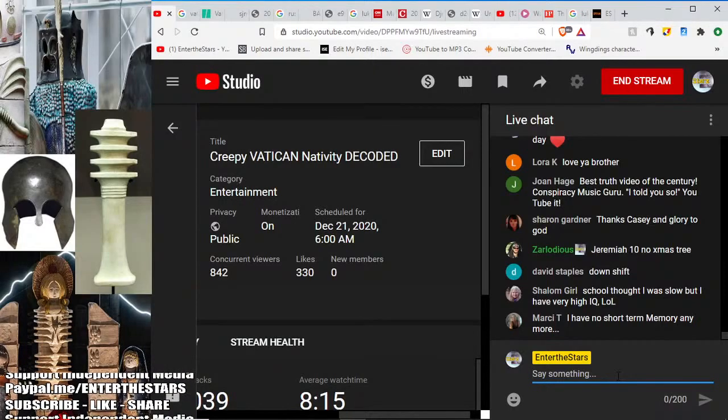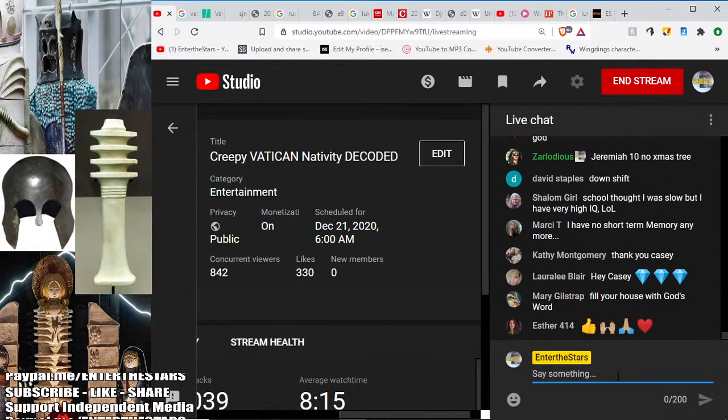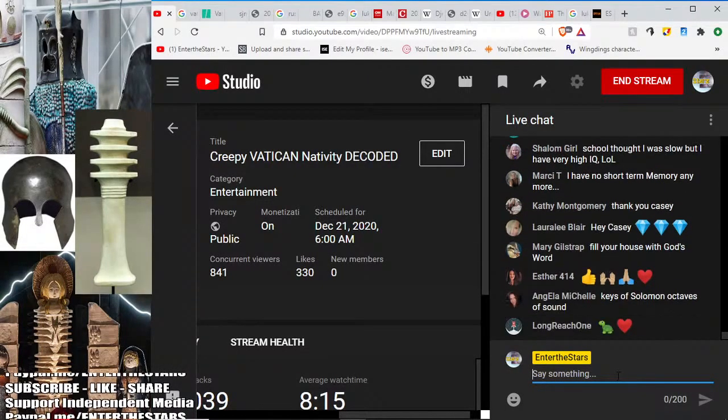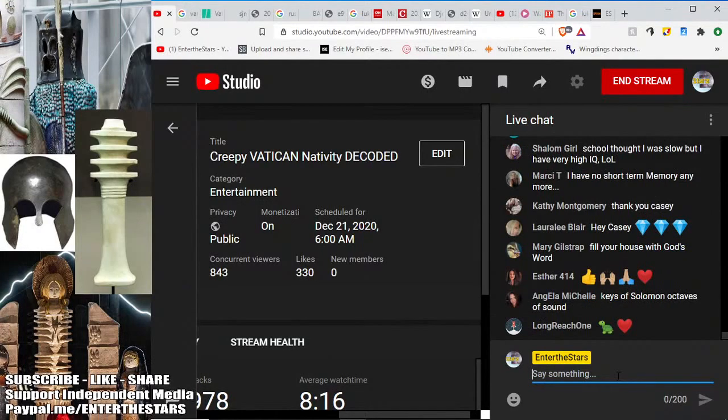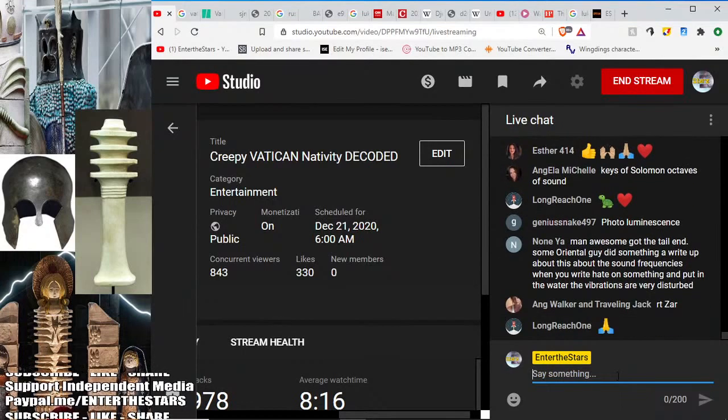Jeremiah 10, no Christmas tree. I agree 100%, Zarlodius. It says right there in Jeremiah 10, do not cut a tree down and decorate it with ornaments. A lot of people try to wiggle out of that, and it's pretty clear and direct.